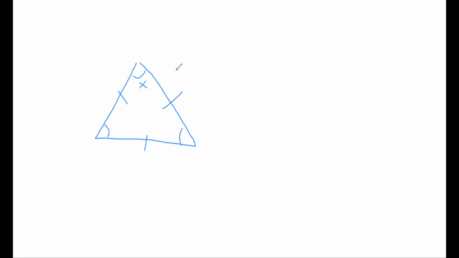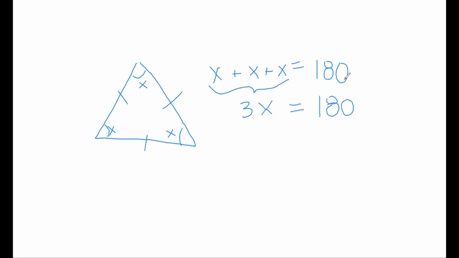I'm going to call this angle X because they want us to find the angle measurement. So if all three angles are equal, then all three can be represented by X. So you can say X plus X plus X equals, when you add up the three angles of a triangle, and this is in our notes, you're going to get 180. That's the rule for any triangle. So let's simplify this. X plus X plus X is 3X equals 180. Now to get X by itself, you divide by 3, divide by 3. Those cancel each other out. And you get X is equal to 60.